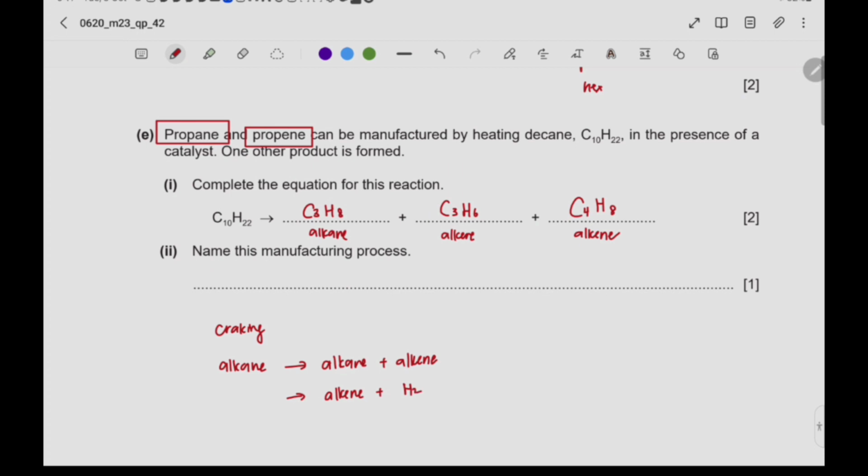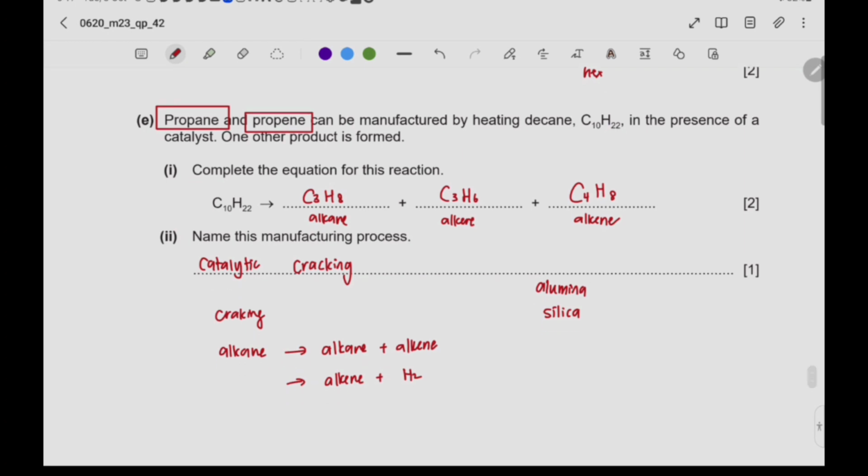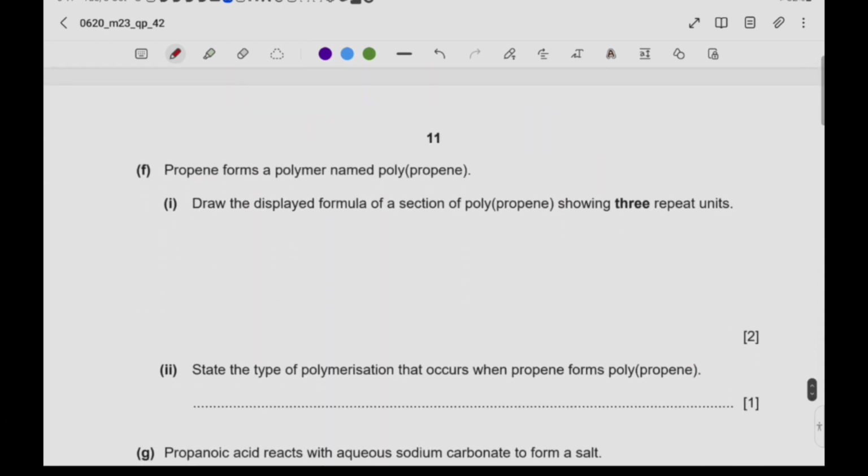And hydrogen. So that is how, and I keep mentioning this process already, the name is cracking. If you want to add on catalytic, you also can, because they use a catalyst. The catalyst is alumina or silica. Alumina is aluminum oxide. Silica is silicon dioxide. Very simple. Okay, so display formula of polypropene, show 3 repeating units.